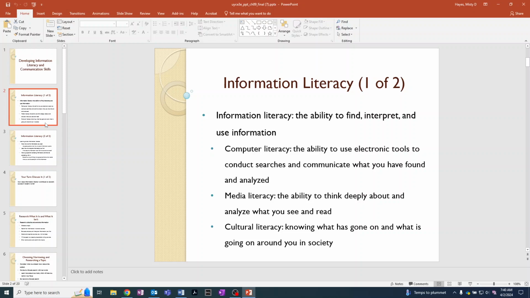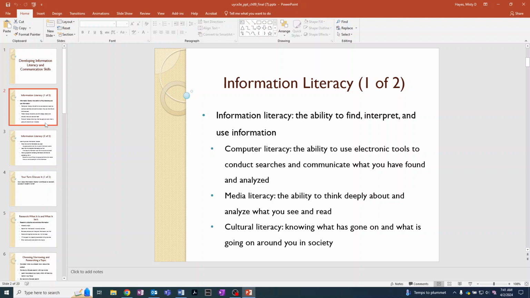Obviously, when we're talking about literacy, we're talking about how do we gather sources, right? A lot of times we're doing things for research or for our courses. So information literacy is the ability for you to find things that you need on a certain topic, interpret the information and pull out the parts that you need, and also take what you found and use it in your courses.